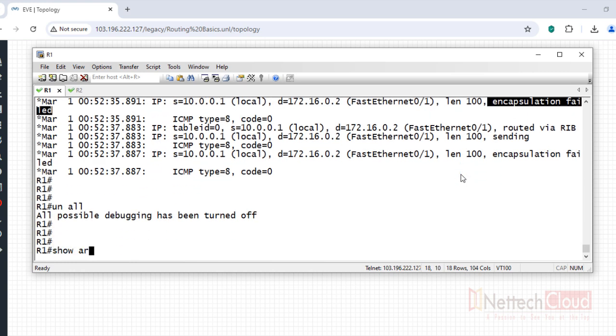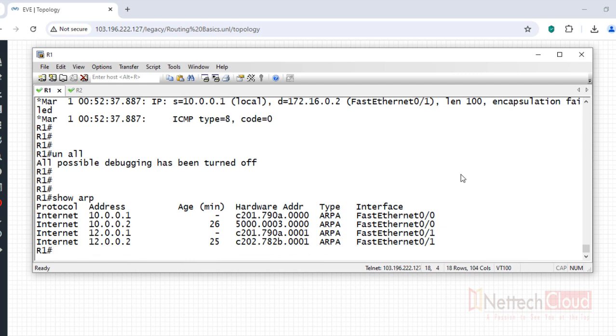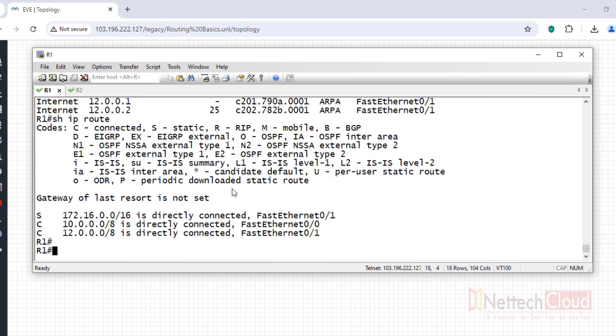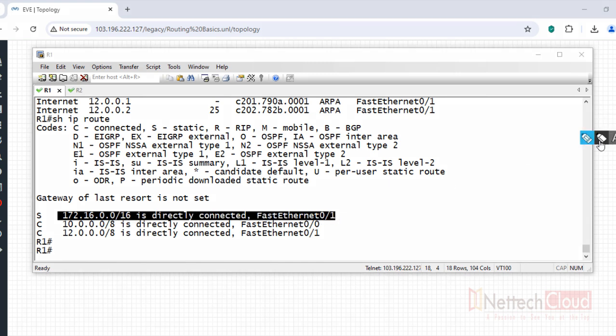What about the ARP entries? Show ARP. So we don't see the MAC address here, right? That's the problem. There are multiple ways to fix it. The best way is what? The best way is just changing the route here, replacing the exit interface with the next hop IP address. So we can do routing this way.